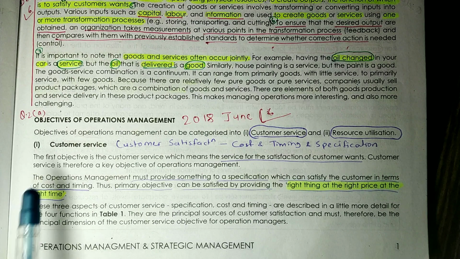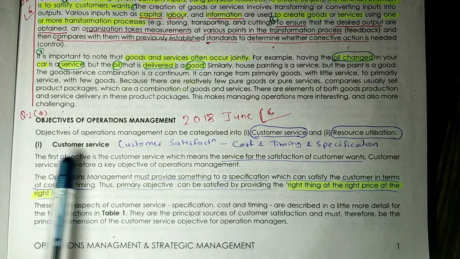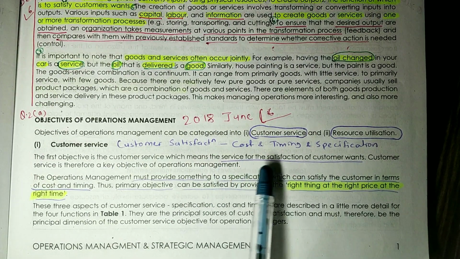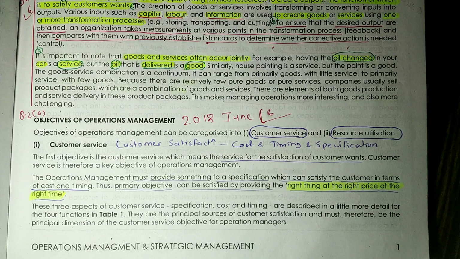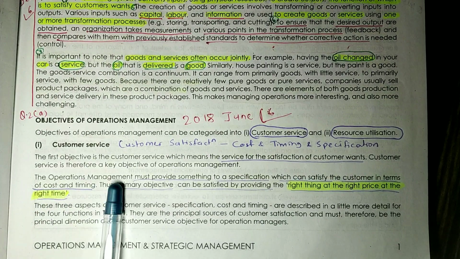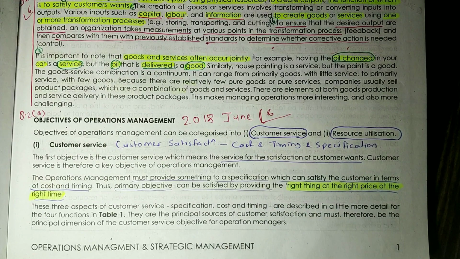So the first thing is customer satisfaction, or in your book it is written as customer service. So customer service means the service for the satisfaction of customer wants. Whatever the customer needs or whatever the customer wants, your product should be able to satisfy that want, right? Next, it is written that the operations management must provide something to a specification which can satisfy the customer in terms of cost and timing.